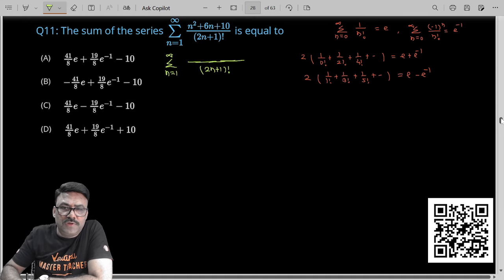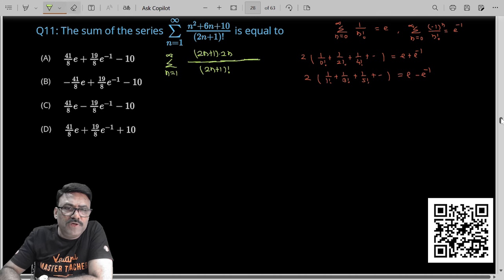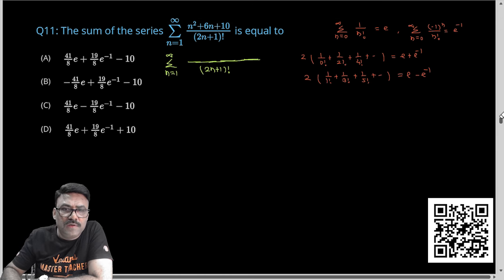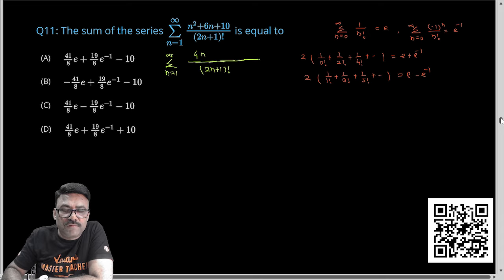So see, I need what? If I write here 2n plus 1 into 2n, this will give you 4n square plus 2n. Okay, let me multiply first. Let me multiply the numerator by 4 first. So it is 4n square plus 24n plus 40 and 1 by 4 here.